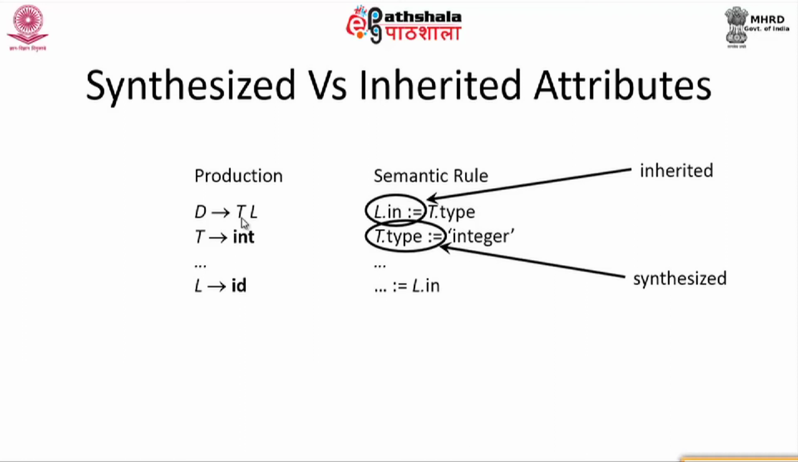So, we call L an inherited attribute. On the other hand, T dot type is equal to int. So, T produces int. When I have T here, I will have int as a child of T. So the type of T depends upon its child int. Therefore, I will call T a synthesized attribute. Okay, we will see this example further as we move on.